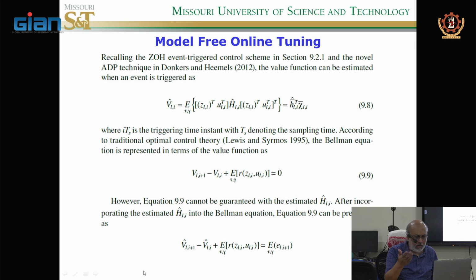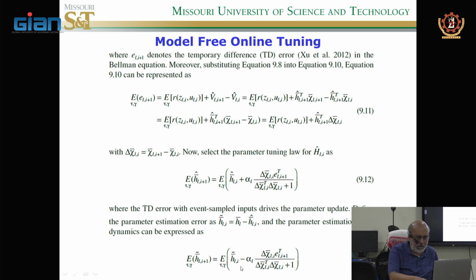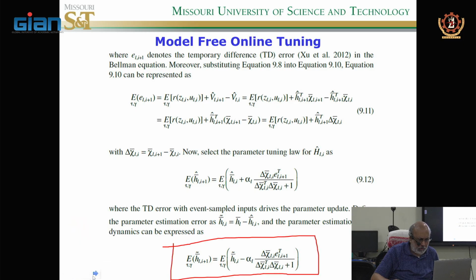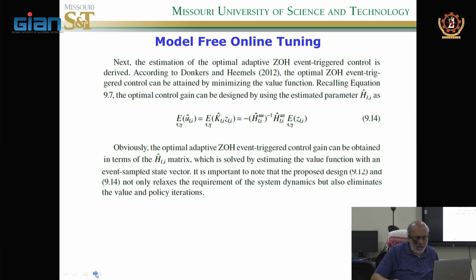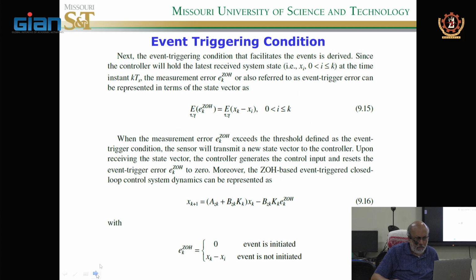Once you have done it, you use the Bellman error, the stuff that we have done. You're tuning the parameter update laws. I will skip all that, because it is all the same idea, since you are using the same approach. What you do is you basically use the event triggered approach. You construct the event triggered error. We call it the zero order hold.